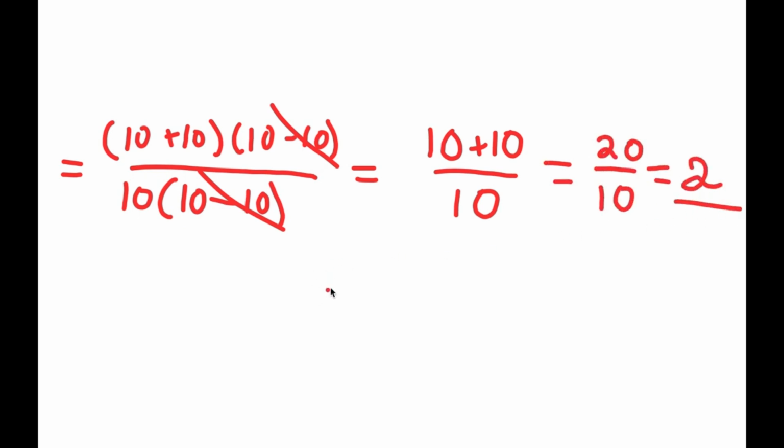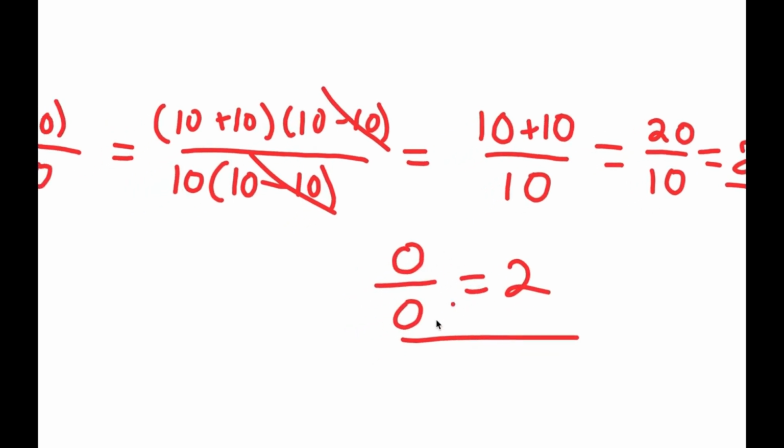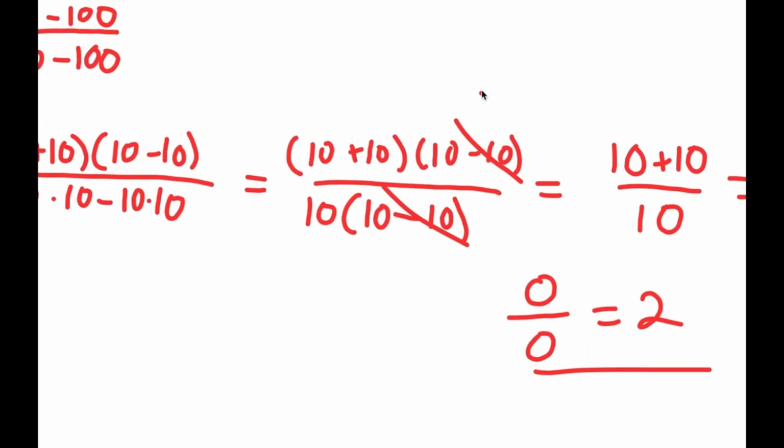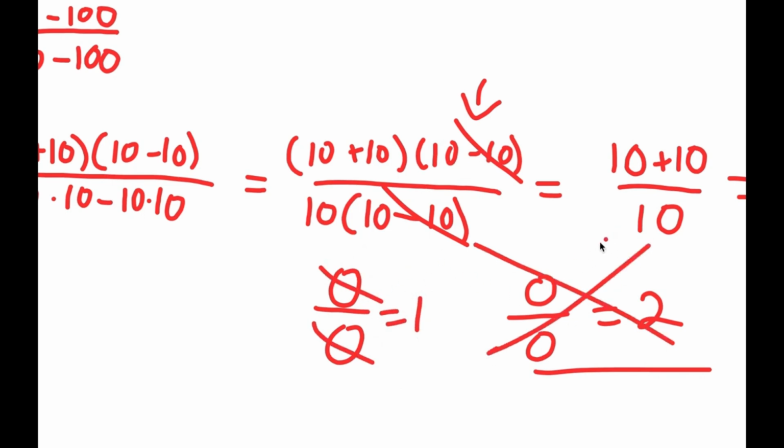So there, I just proved that 0 over 0 is equal to 2. So, obviously, 0 over 0 is not 2, so where did I go wrong? Well, I went wrong right here. Remember how I canceled out the 10 minus 10 over 10 minus 10? Well, what is 10 minus 10? 10 minus 10 is 0. So that's saying that 0 divided by 0 is 1, and I can't cancel these two out because 0 divided by 0 is not 1, so that is wrong. And 0 divided by 0 is not equal to 2.